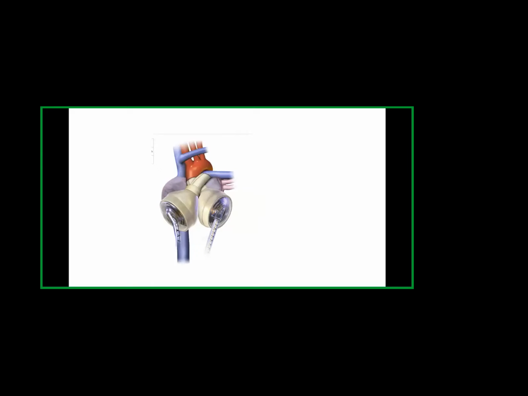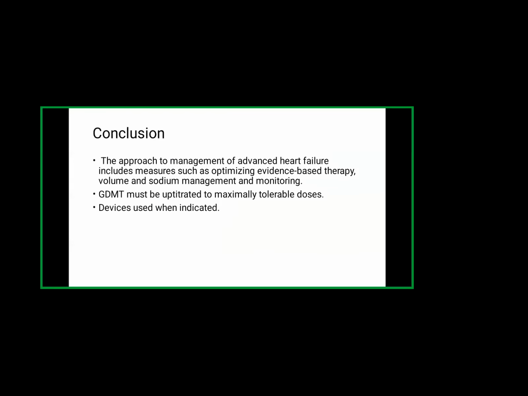This is how an artificial heart looks: one for the left ventricle, one for the right ventricle, pumping blood to the pulmonary circulation. The one on the right is pumping blood. You can see it's pumping into the aorta. Okay, this is the picture I could find. So this is where I end my presentation.